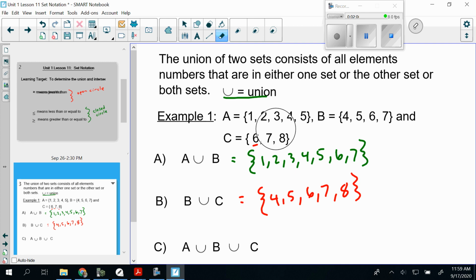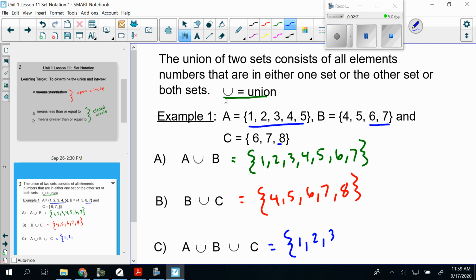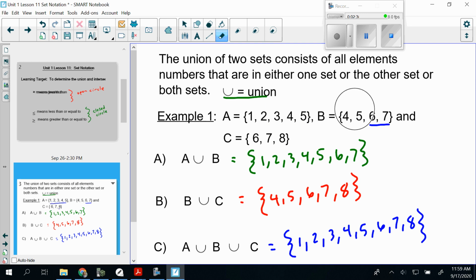For the last one, this is a union of 3 sets. We can do that, that's okay. Again, it should be everything that's in all the sets included together. So we want to include 1 through 5 because that's all in A here. Also, we want to include 6 and 7, and then 8, and that will basically be all the numbers. 1 through 8 should be included in the union of all 3 of these sets. So the union's pretty easy, you just got to include everything. Anything listed should be in the set.